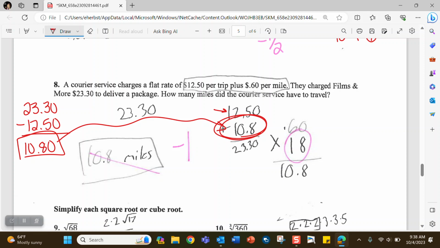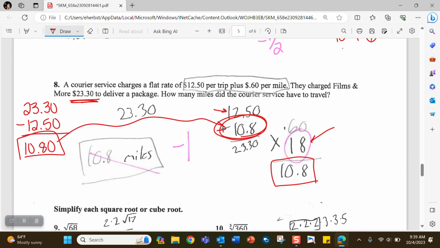And then I'm not sure, this must have come from the calculator, or it was a really lucky guess, but 18 times 60 cents is 10.80. The answer here is 18 miles. How many times are you charged 60 cents? You're charged 60 cents 18 different times to get you up to $10.80, which is the part of your overall fee that's the mileage cost.